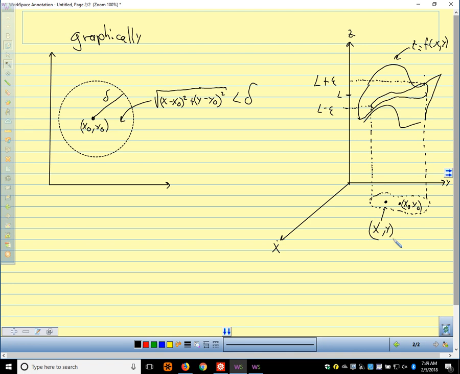And if our surface behaves strangely, there's some kind of jump, step, or gap, then our limit's not going to exist.